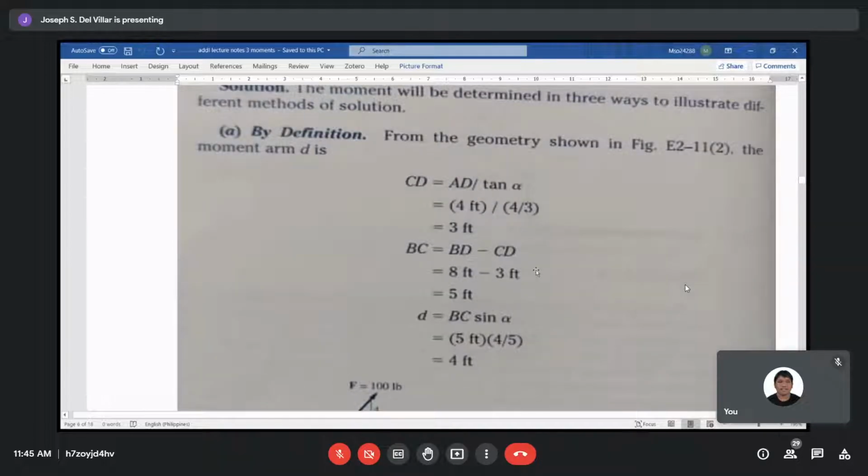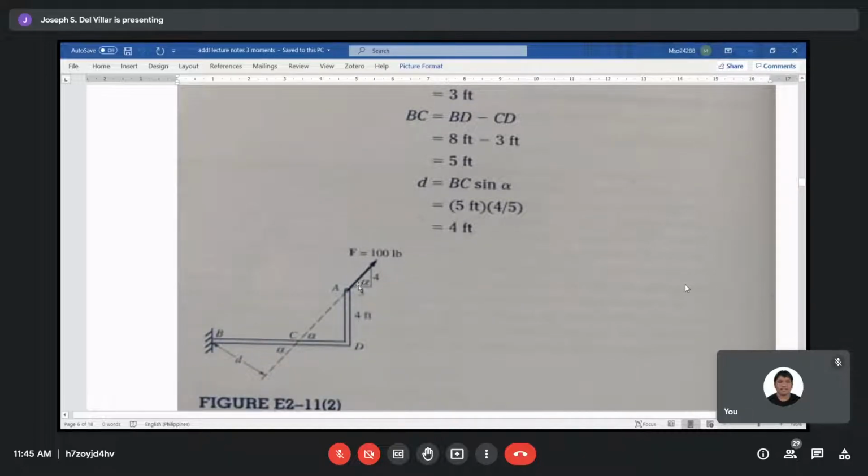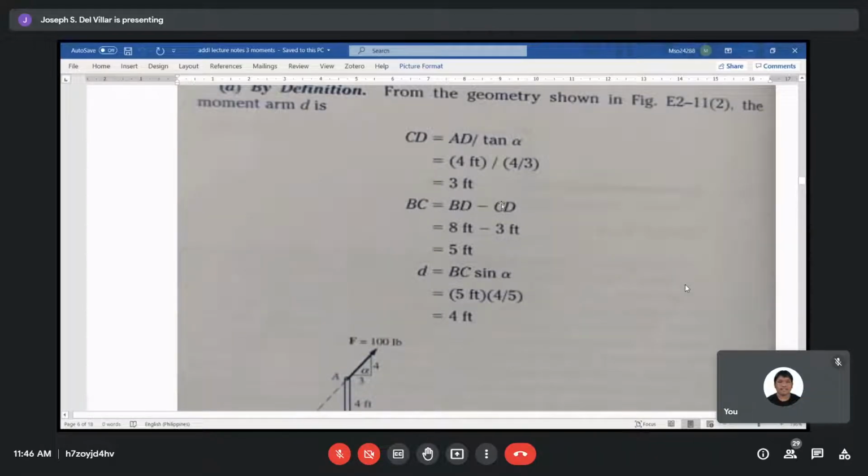O, ito yung ginawa dito, no? Tangent alpha. So, ginawa yung tangent alpha is 4/3. Diba? So, yun din ang ginawa kasi dito. Diba? Ito yung alpha. This is also alpha. And this is also alpha. Okay? Vertical angles. Itong alpha na to, tsaka ito. Vertical angles are congruent according to geometry. Diba? So, makukuha mo na dito yung alpha, tangent is 4/3, no?